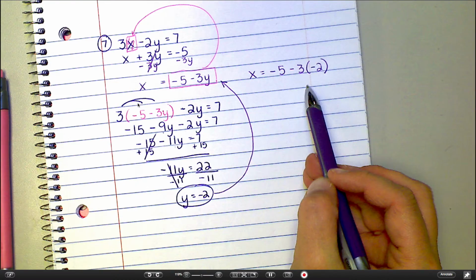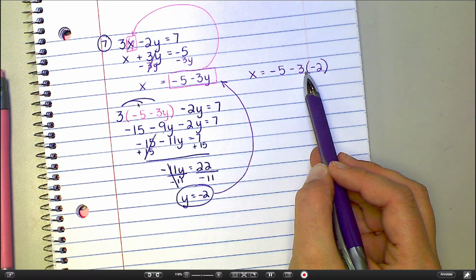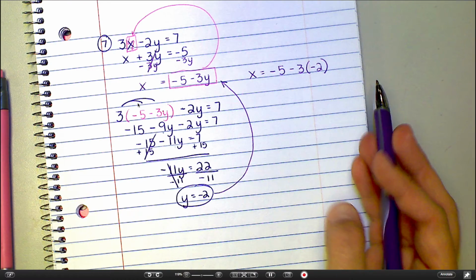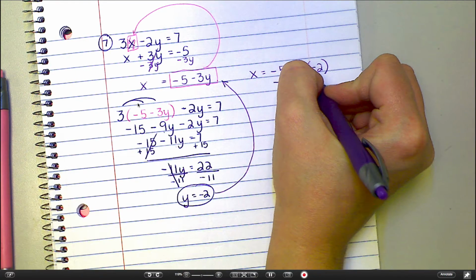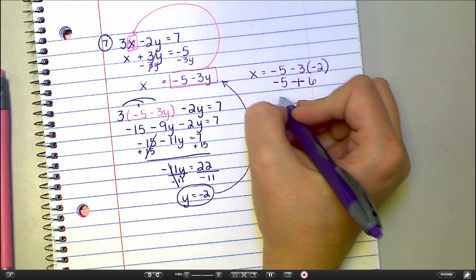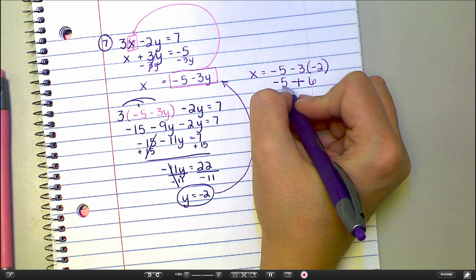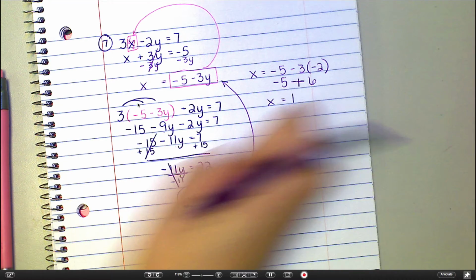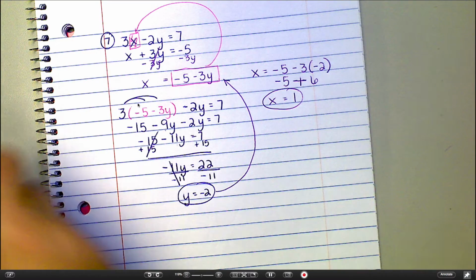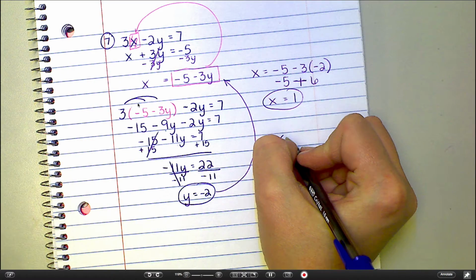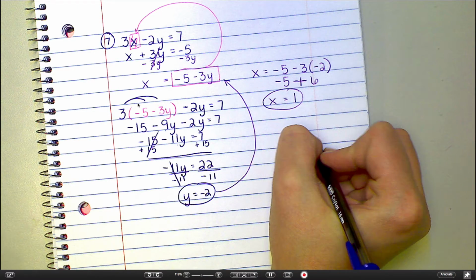This is really going to come out to be negative 6 right here. So this is negative 5 minus negative 6, which is really the same as plus 6. So x is really equal to negative 5 plus 6, which is just 1. And then just remember when you put your coordinate back together to put your x first. So this would be 1 comma negative 2 as a solution.